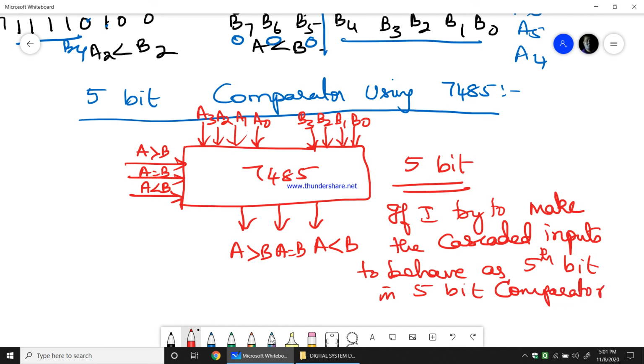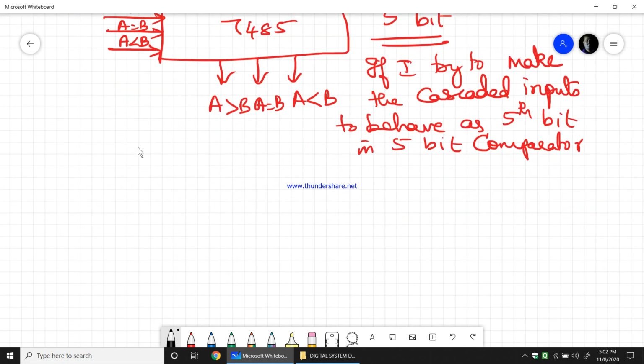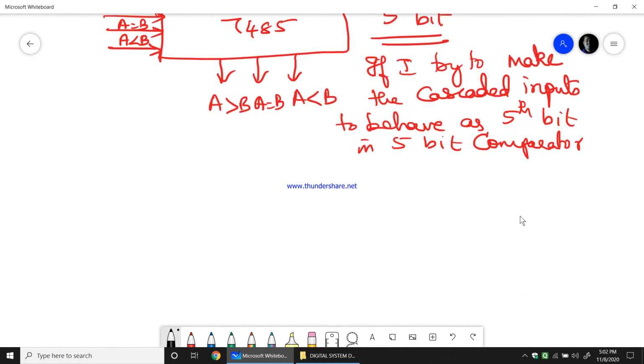So therefore, I think this should be A0 B0 first. Okay, I think let it be this as MSB only. So A3, A2, A1, A0. Let it be like that only. Okay, now let me see how to make the cascaded inputs work as a 5th bit comparator.